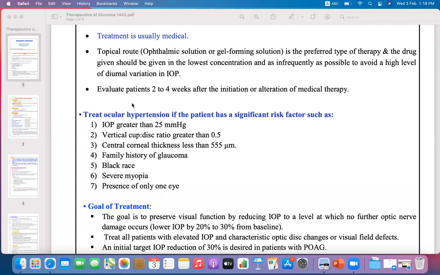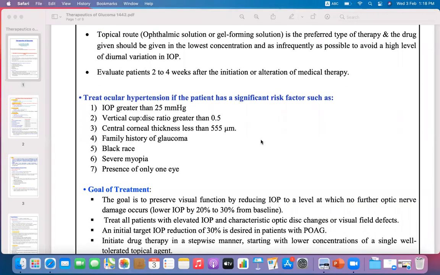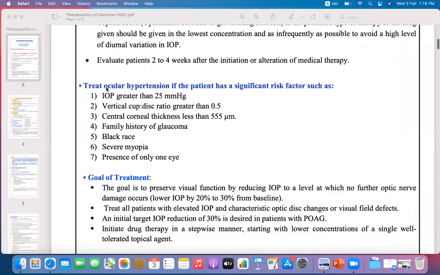After starting the medical treatment, evaluate the patient 2 to 4 weeks after the initiation or alteration of medical therapy. After evaluation, you can reach a conclusion for the drug, maybe increase the dose or maybe use alternate medications. When do we have to treat ocular hypertension? If the patient has significant risk factors, which are these?